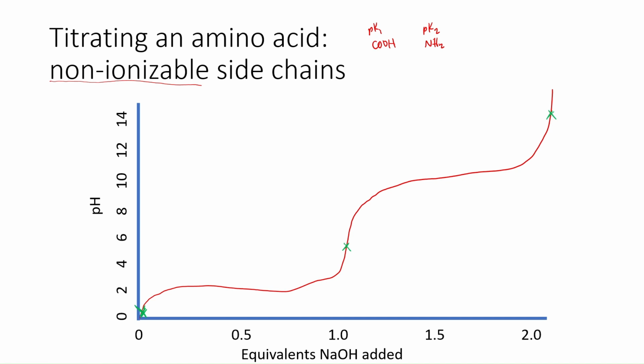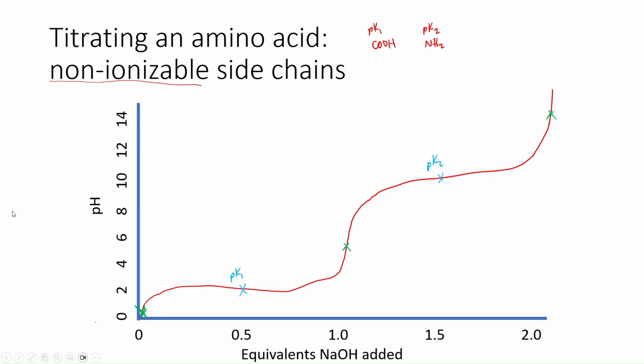And then the flat parts of our curve, like we just mentioned, are going to be the buffer regions, or the pKa's. So now we can start labeling our graph. So this is our pK1, this is our pK2. Our pK1 is for our carboxyl group. Our pK2 is for our amino group. And I actually want to write that a little bit differently so it's less confusing. You'll see why in just a moment. And then our equivalence points are labeled in green.